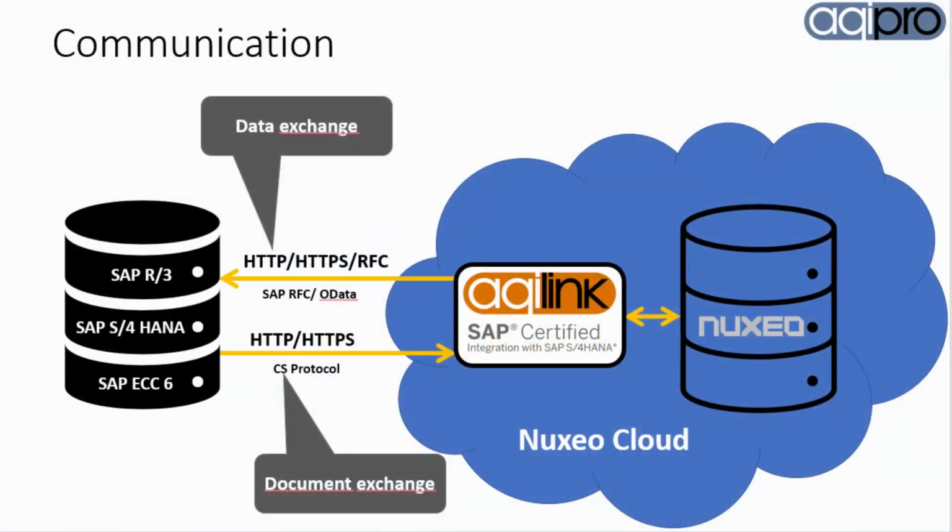Let me introduce you on how to start a workflow from Nuxeo in SAP. So we receive a document in Nuxeo in the cloud or on-premise, and because this document has a special status or has some metadata attached, we can then via aqilink start a workflow on the SAP system. The workflow in our case will initiate a single-step workflow and connect an existing business object with the document that we stored here in Nuxeo.